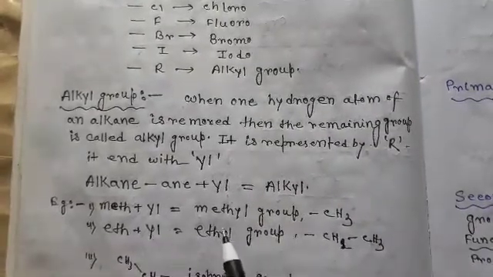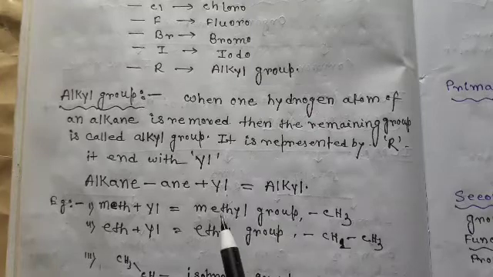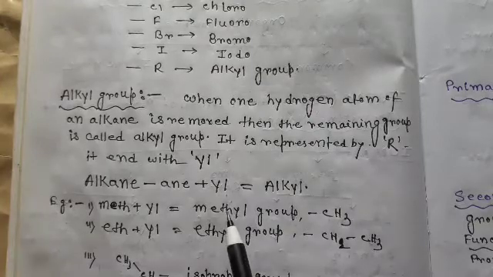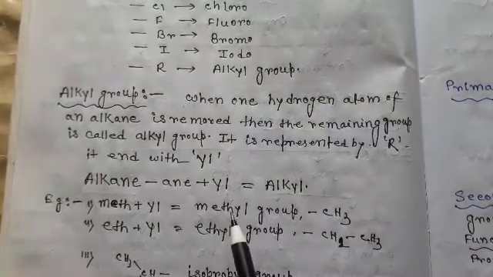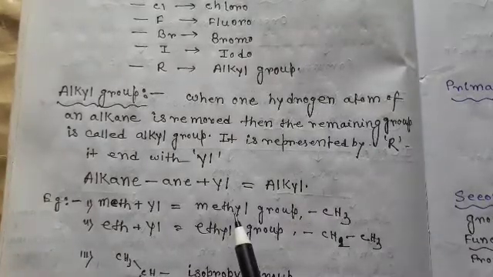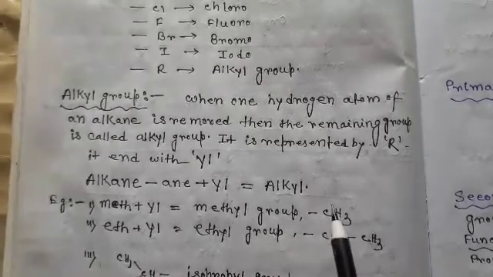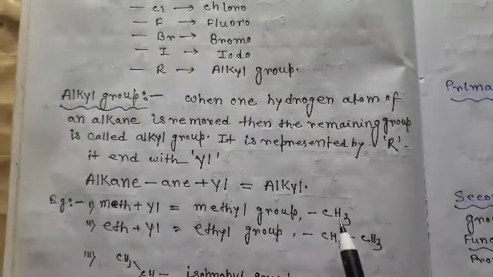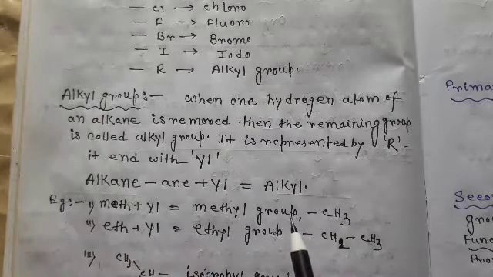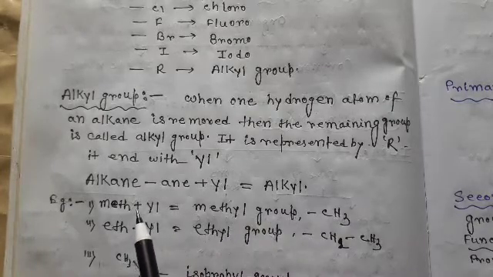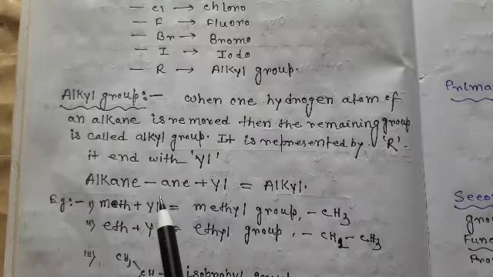For example, methane. Meth means one carbon atom, and ane means alkane. The formula of methane is CH4. From CH4, one hydrogen atom is removed and it forms CH3. That is the alkyl group. Meth means one carbon, and YL represents the alkyl group.